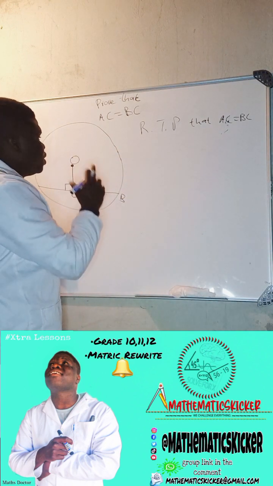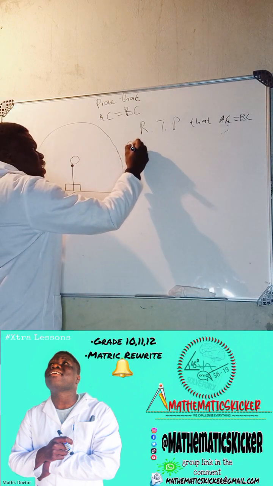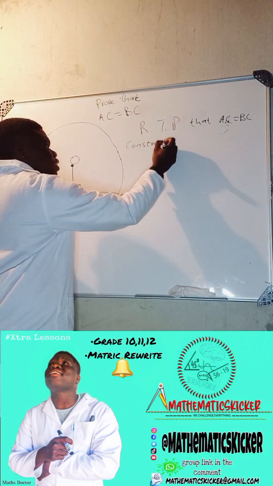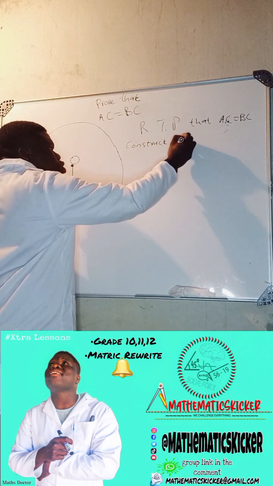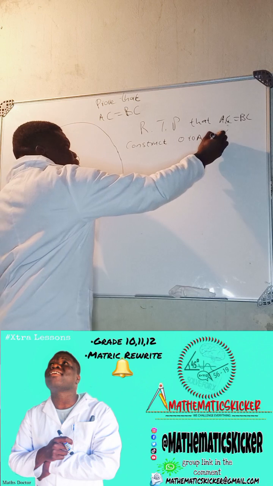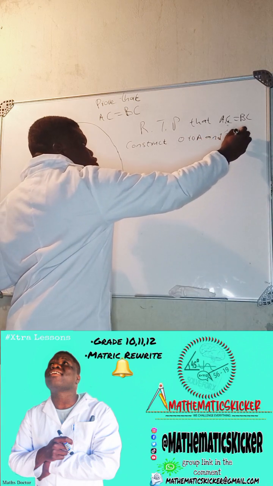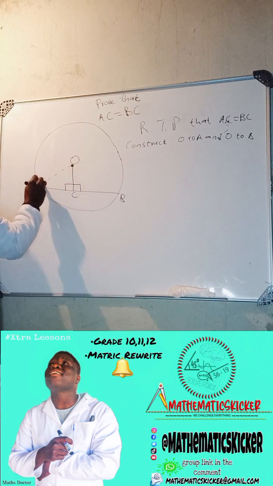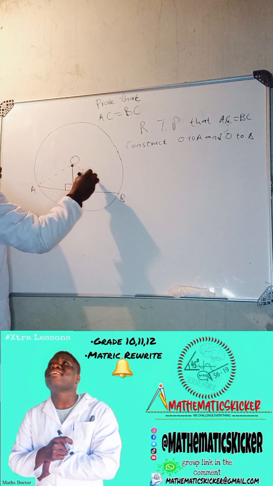Then how do we prove this theorem? We are going to construct, what? Construct O to A and O to B, right? We are going to construct O to A. This is our construction.